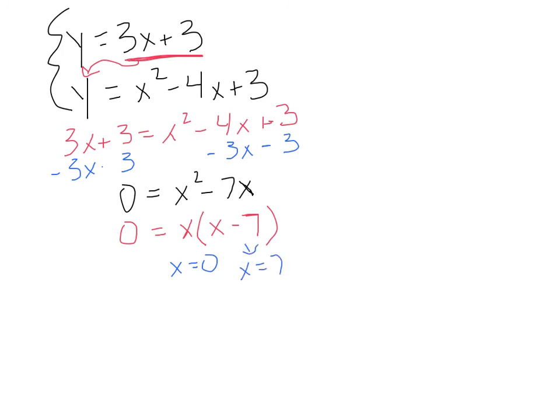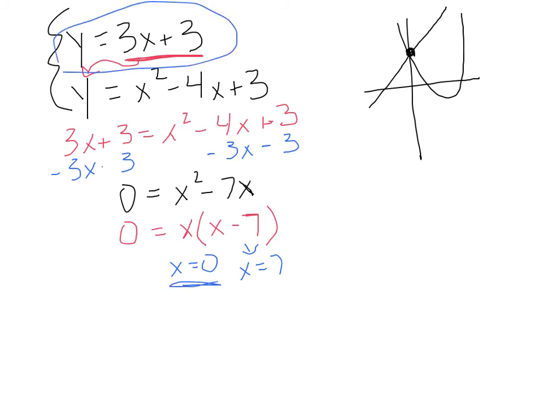This kind of makes sense because if you look at your line and you look at your quadratic or your parabola, they both have a y-intercept of 3. So x equals 0 makes sense. The parabola will go through 3 and the line will also go through 3. That would be one of the solutions. So let's plug that in to verify it algebraically. We know x equals 0 is one of the solutions.